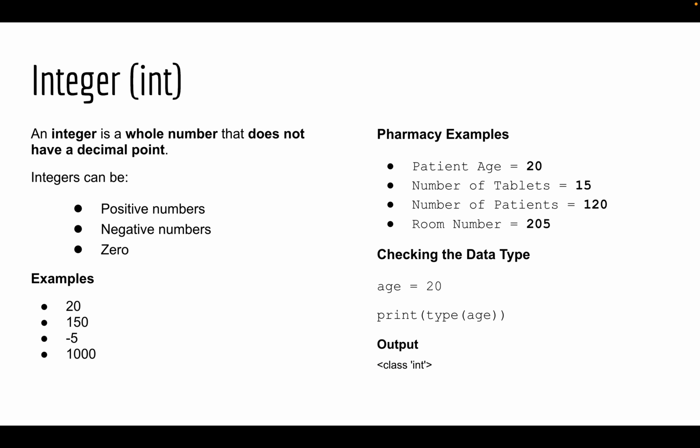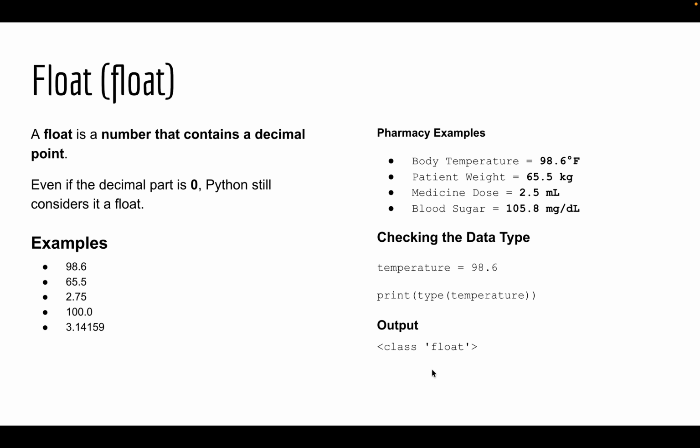Next one is float. A float is a number that contains a decimal point. Even if the decimal part is 0, Python will still consider it as a float. 100.0, it is 100, but as it's a float, it will be taken as 100.0. Pharmacy examples are given here. To check the data type, we can use the type function here.